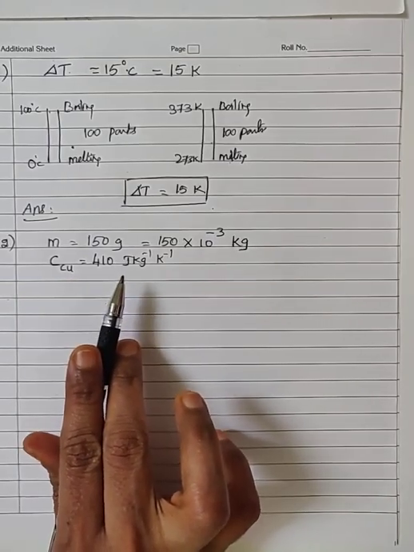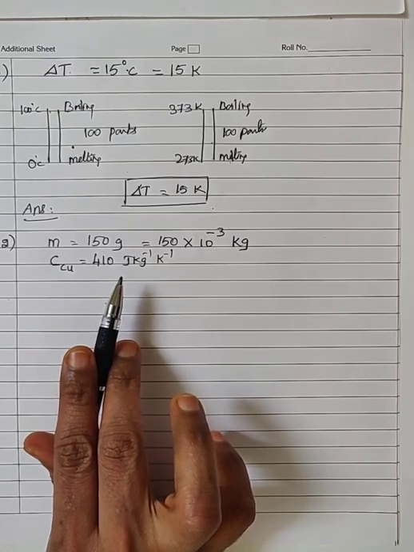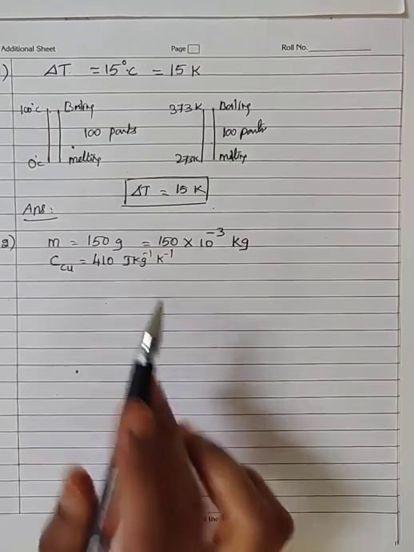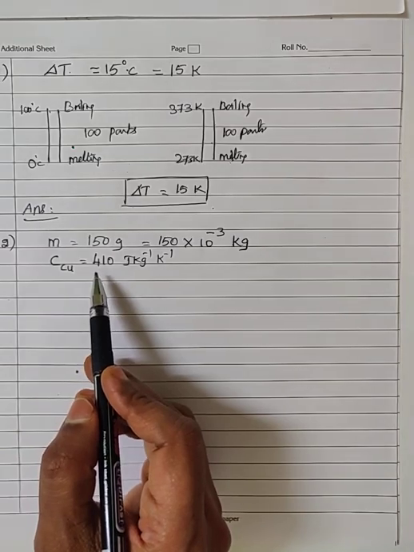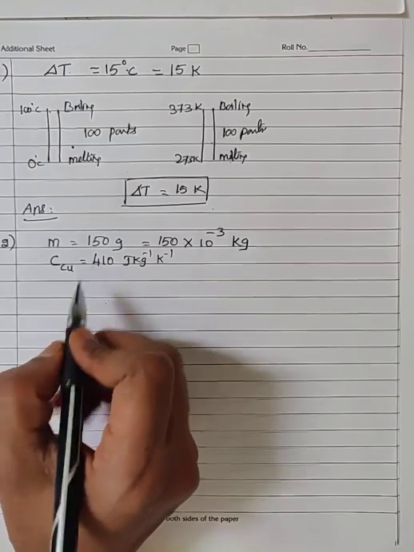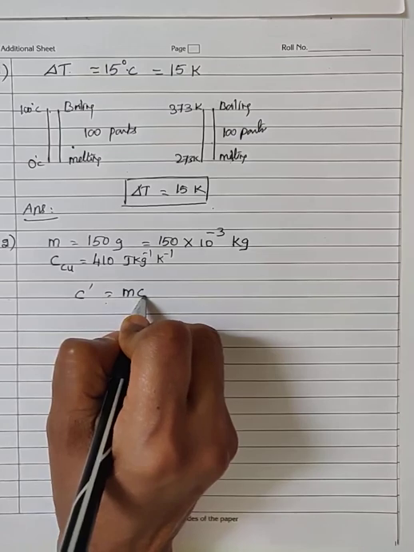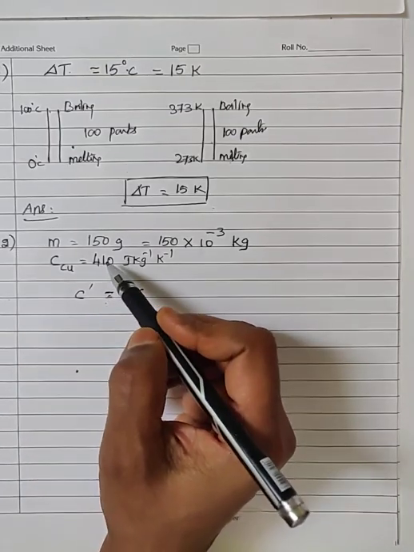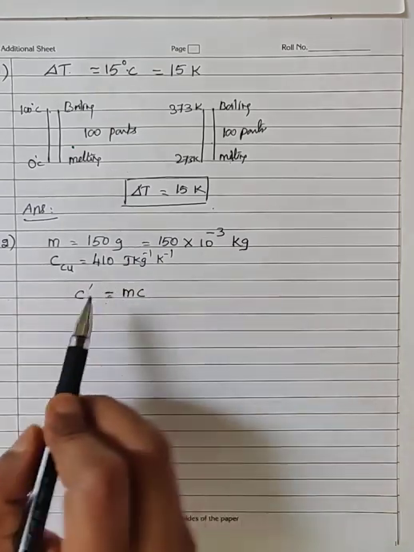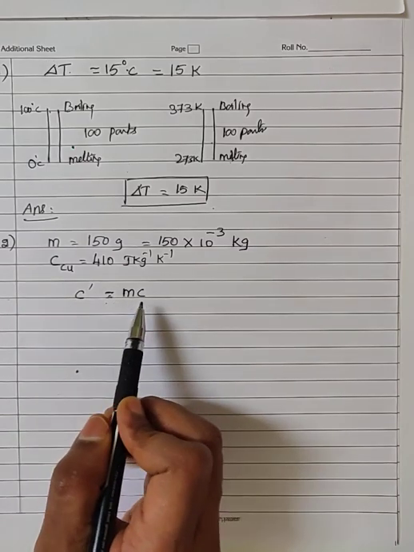We know that the expression for heat capacity is C dash is equal to Q by delta T. But here specific heat capacity is given. So in terms of specific heat capacity, we know the relation connecting heat capacity and specific heat capacity, that is, heat capacity C dash is equal to M into C. Since the specific heat capacity is given, you are asked to calculate the heat capacity.